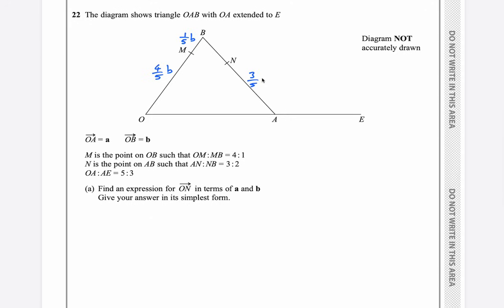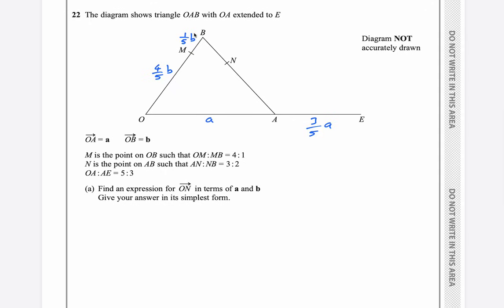Well, actually, I don't know what that vector is, so let's leave that for a second. And then OA to AE is 5:3. Now OA is A, and A to E is just 3/5 of this. So it's 3/5 A. That's from here to here. Part a: find an expression for ON in terms of A and B.